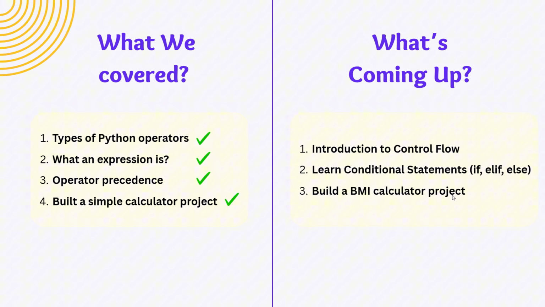Great job! In this tutorial, we covered the different types of Python operators, including arithmetic, comparison, logical, and compound assignment operators. We also learned what an expression is, explored how operator precedence works, and built a simple calculator to apply everything we learned. In the next video, we will dive into conditional statements using if, elif, and else to make decisions in our code. And we will build a BMI calculator project.